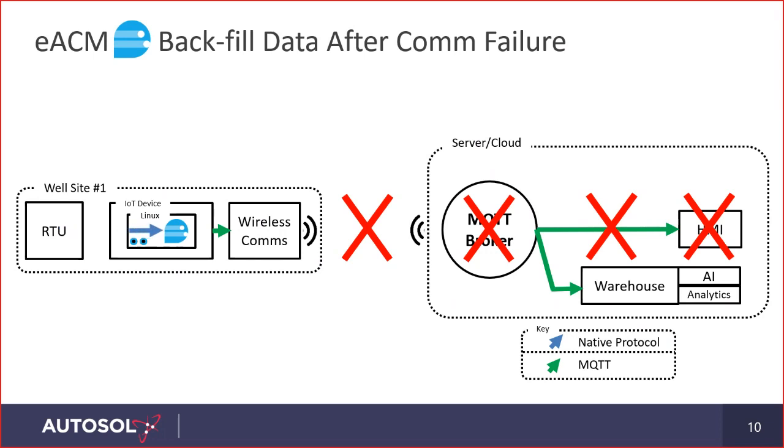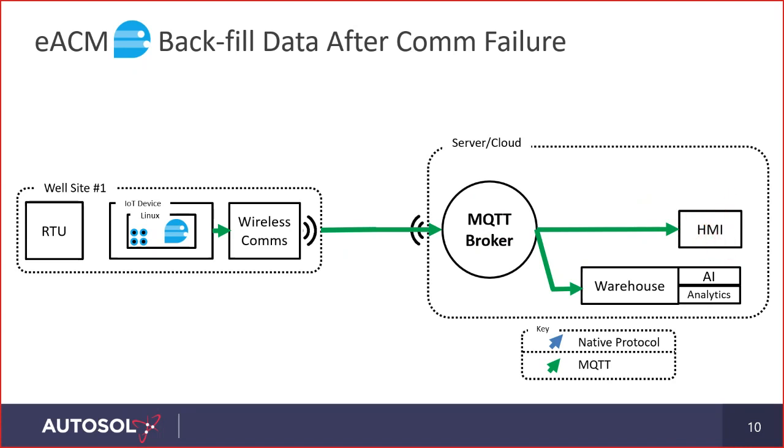but it will store that data locally instead of sending it over the network, waiting for any of these connections to clear out. Once they clear out, either the connection is made back to the server or cloud, the broker's back online, the broker can talk to the HMI, or the HMI comes back online, eACM then sends up that data to the broker where it's distributed to all the MQTT clients waiting for it.